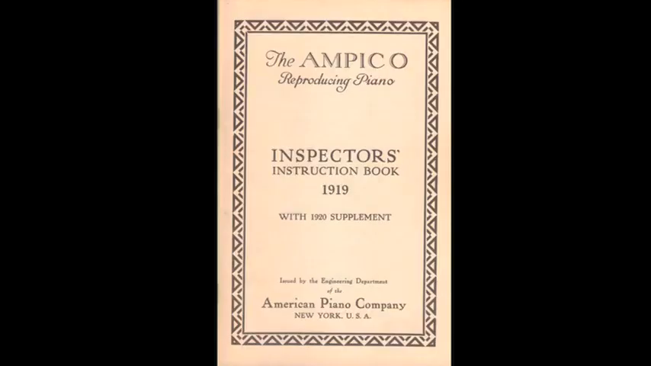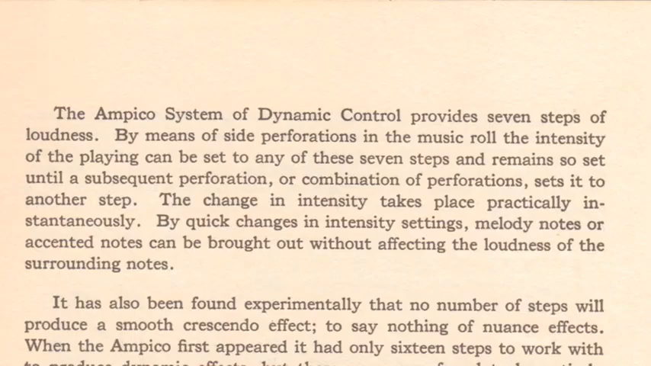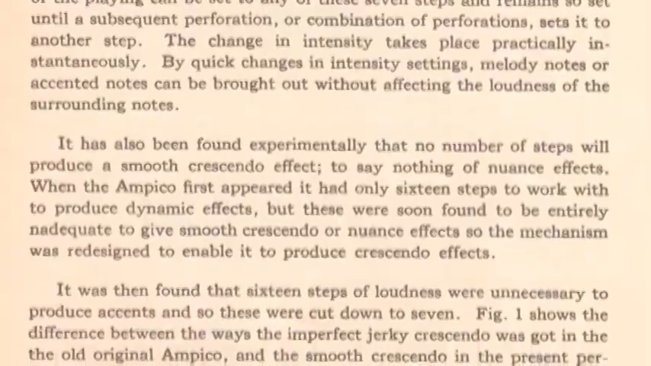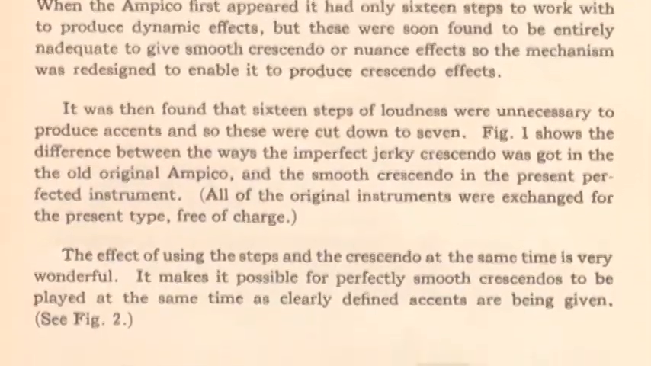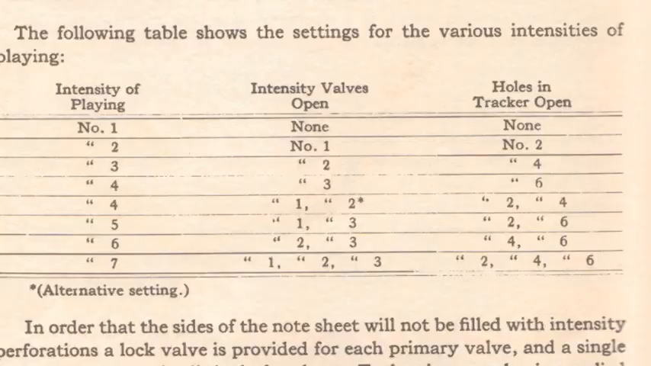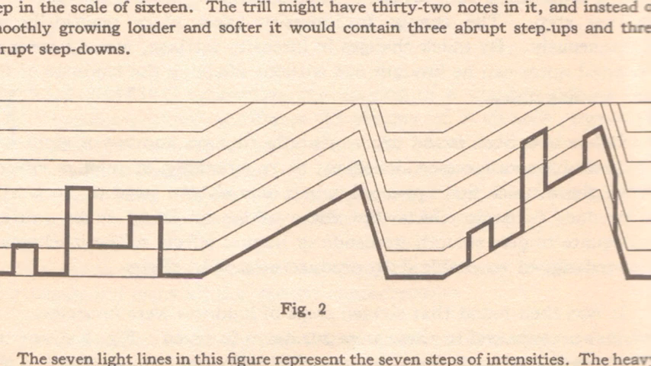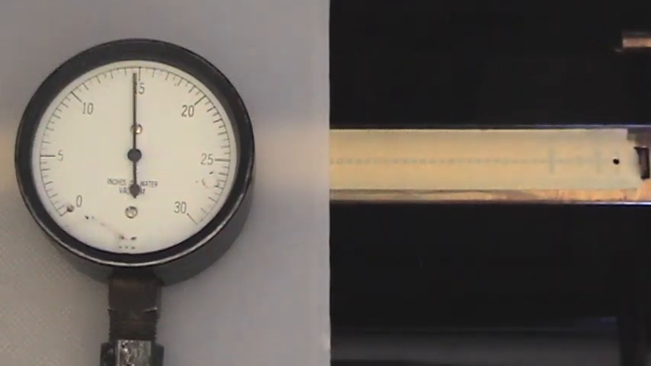First, let's look at what Ampico had to publicly say about how their system worked. The 1919 Inspector's Instruction Book gives us an introduction to the 7-step Ampico system. The piano volume goes from minimum at level 1 to a maximum at level 7. The book explains how 7 fixed steps ride on top of the crescendo effect. Using the crescendo by itself, the volume can also go from minimum to maximum.